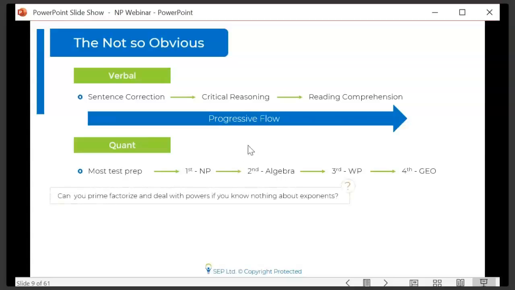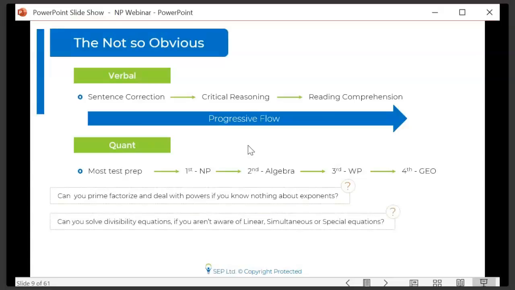Think in this way: you're studying number properties, and you started studying prime numbers. And in prime numbers, you come across prime factorization where exponents are involved. Now, if you don't know anything about exponents, will you be able to prime factorize properly or solve it properly?